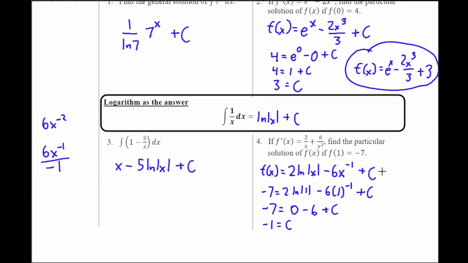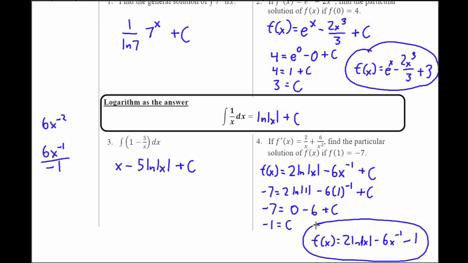Now you can plug the c back into the general solution here. So f of x is equal to 2 ln x minus 6x to the negative 1 minus 1. And that is your answer for this one.